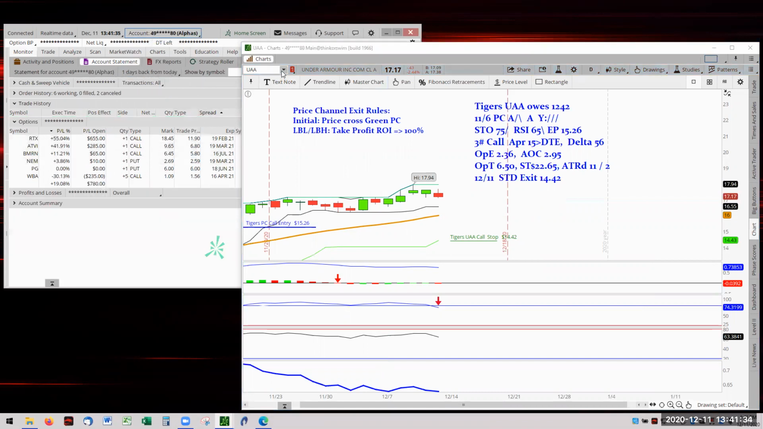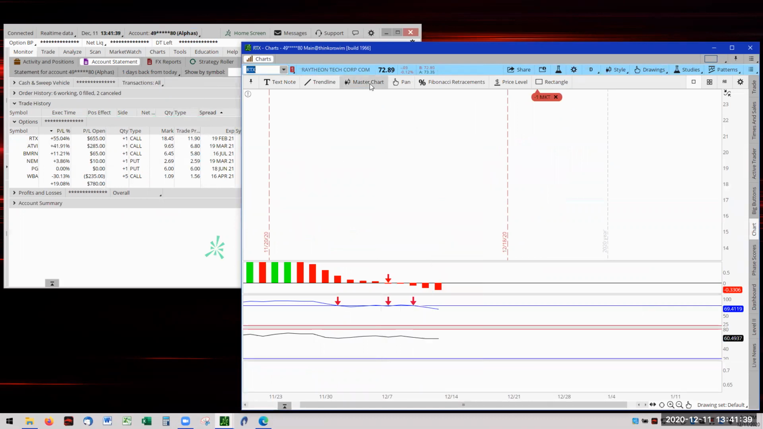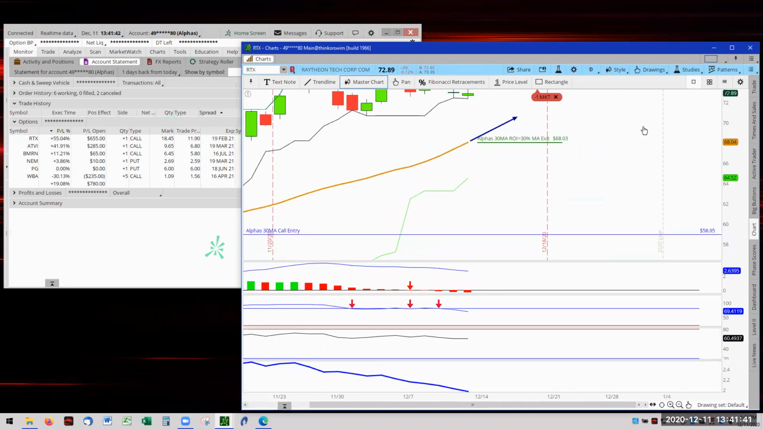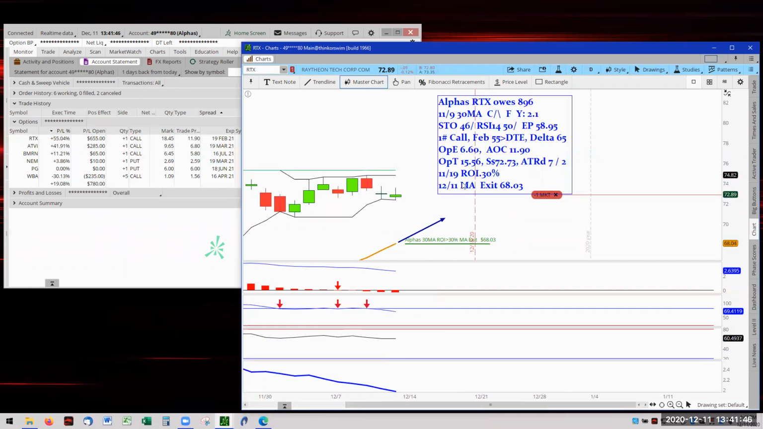In the Alphas, RTX is still holding the lead. We were up in the 60s. Now we're dropping down into the 50s. It's a little bit of flat price action. But because we have triggered our 30% ROI exit rule, we are now tracking the exit on the moving average right there. So at 68.03, this is sitting on $655 potential. We're looking to see if we can overcome 896. If not, I'll take 600. I'll take it down to at least 200 and something.